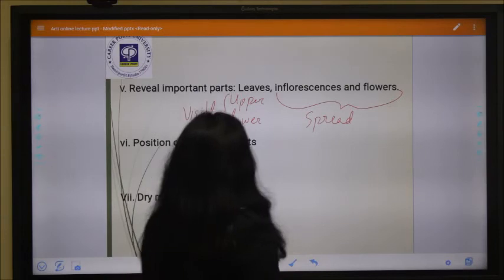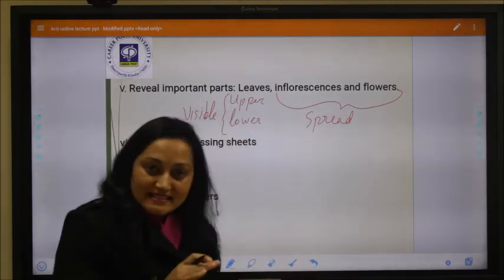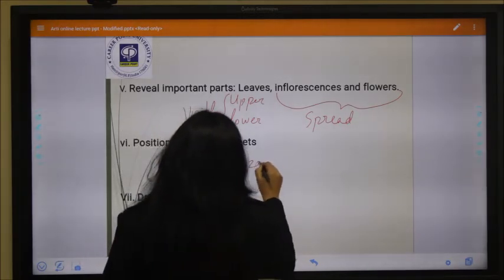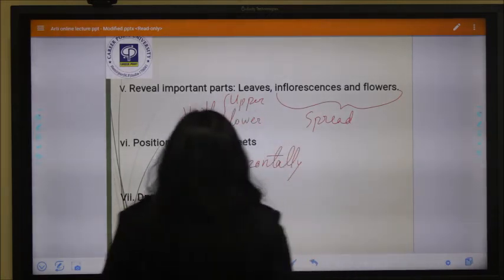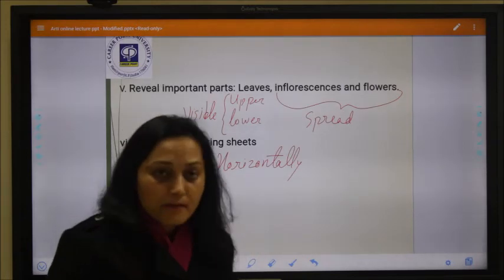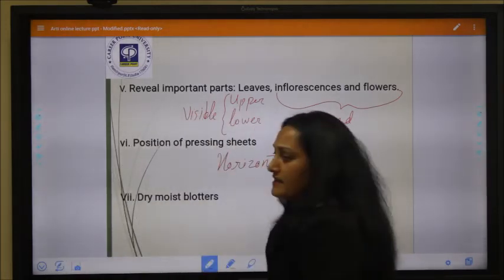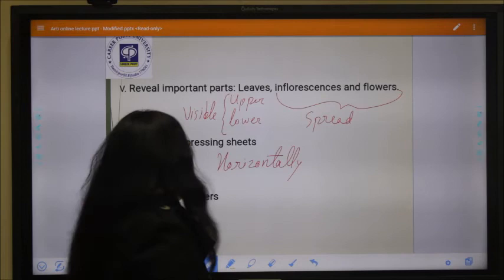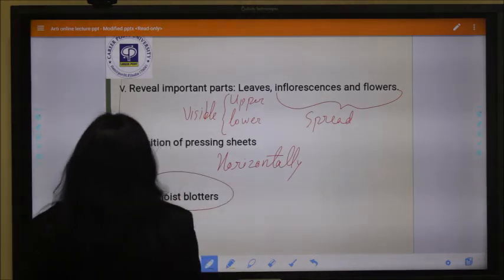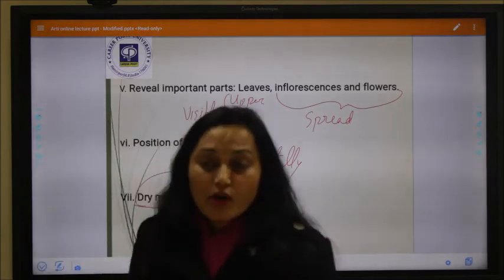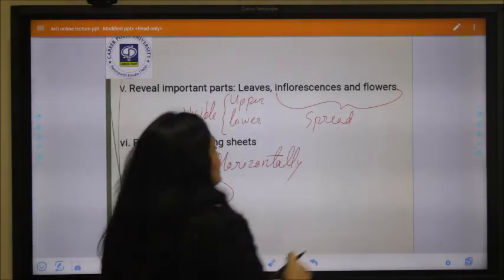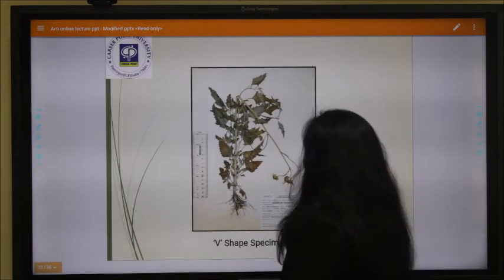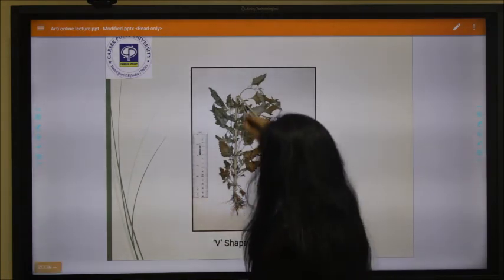And now what is the position of pressing sheets? Put the pressing sheets in horizontal direction. Put them horizontally inside the press. And to avoid the wastage of blotters or old newspaper, dry moist blotters so that they can be used over and over again. Okay, here is a picture showing a V-shaped specimen.